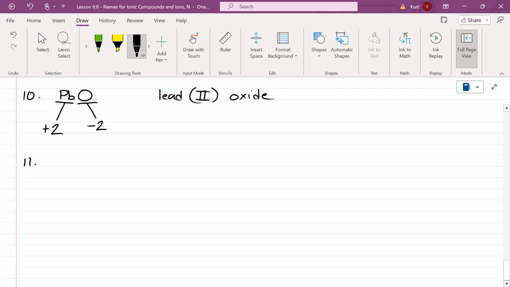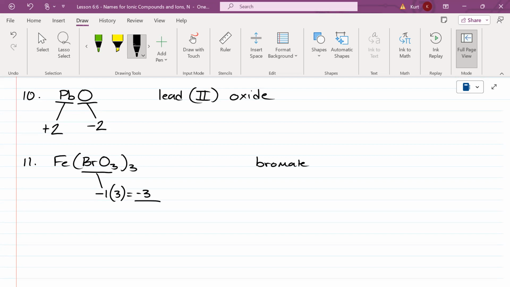Number 11, Fe(BrO3)3. Okay, now take a breath before you go any further. BrO3 is a polyatomic ion that I told you you do not need to memorize, so I will tell you its name. Its name is bromate. It is on your list. So if you look up BrO3, you will find that it has a negative 1 charge. There are 3 of them. So negative 1 times 3 is negative 3.